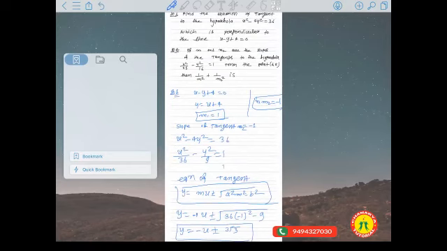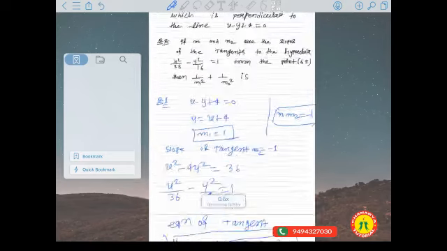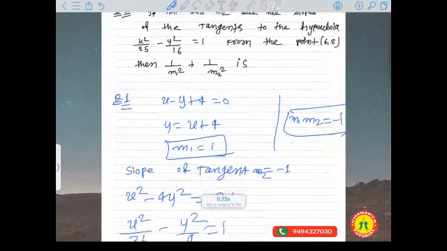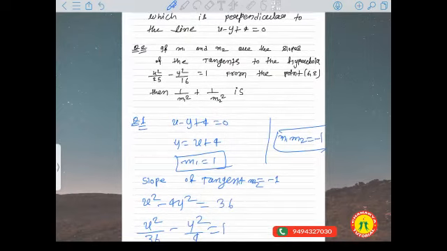Everyone do that second question. Question is, if m1 and m2 are the slopes of the tangents to the hyperbola from the point 6 comma 2. So can you say, Minal, whether 6 comma 2 is outside the hyperbola or inside the hyperbola?